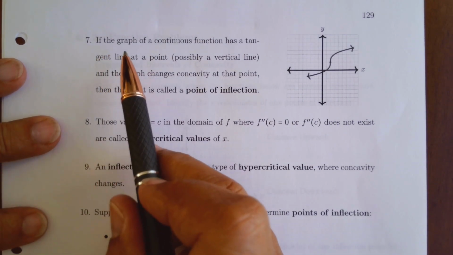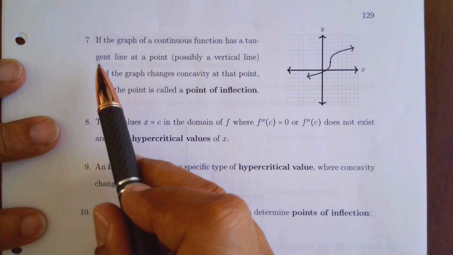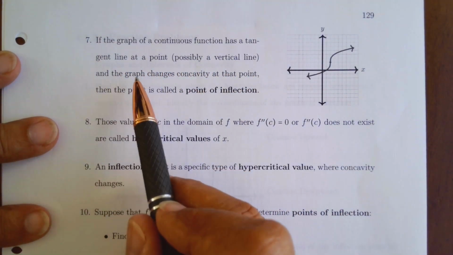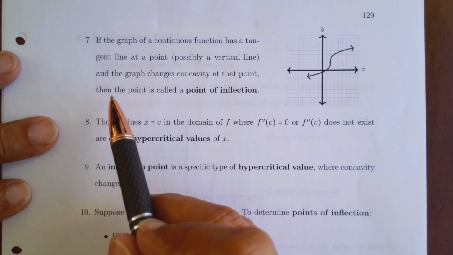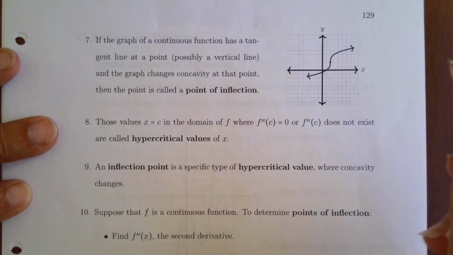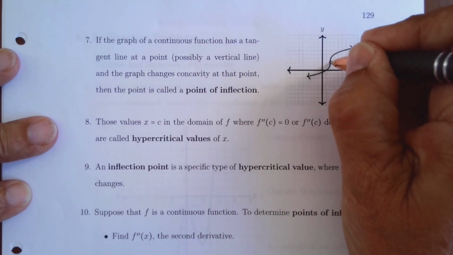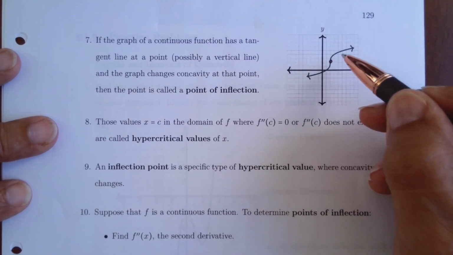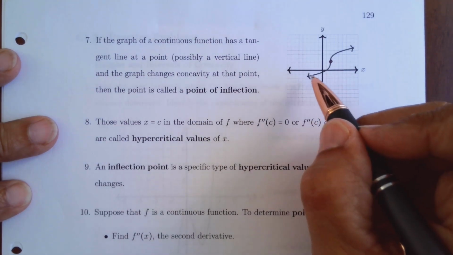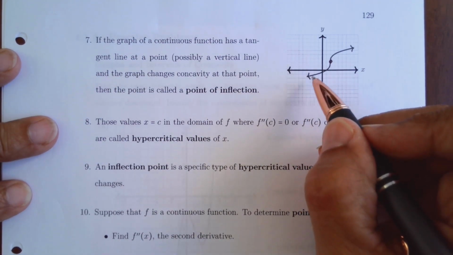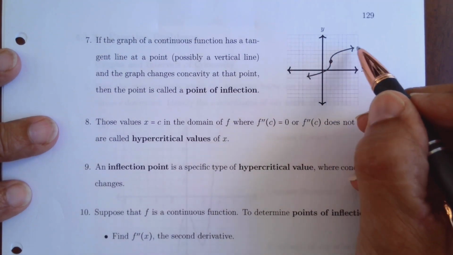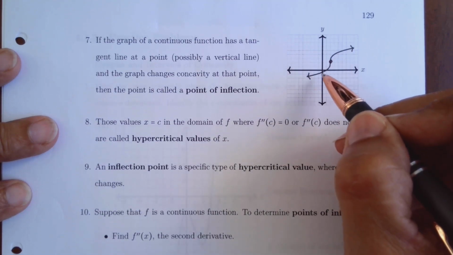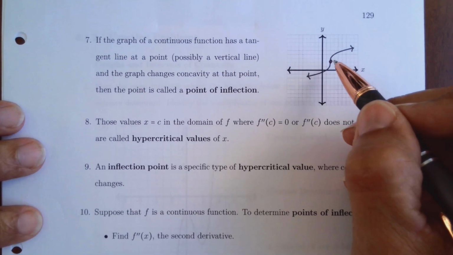Number 7 says, if the graph of a continuous function has a tangent line at a point, possibly a vertical line, it doesn't have to be, but the graph changes concavity at that point, then we call those points of inflection. If you look over here, right there, that is a point of inflection because we change concavity on each side of that. On this side of the graph, this is concave up, and on this side, this piece is concave down. So where a graph changes from concave up to concave down is called a point of inflection.